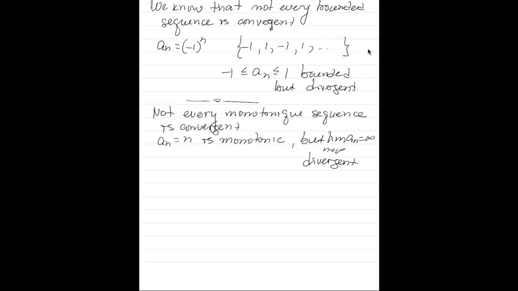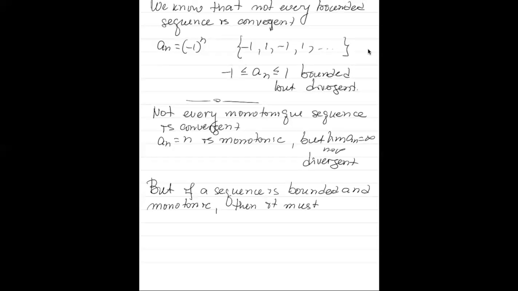So I'm going to write here a very important conclusion. If a sequence is bounded and monotonic, then it must be convergent. So two conditions, bounded and monotonic, will guarantee convergence.